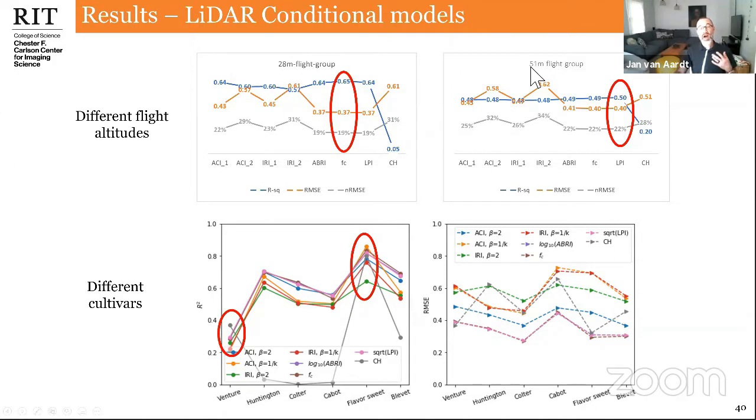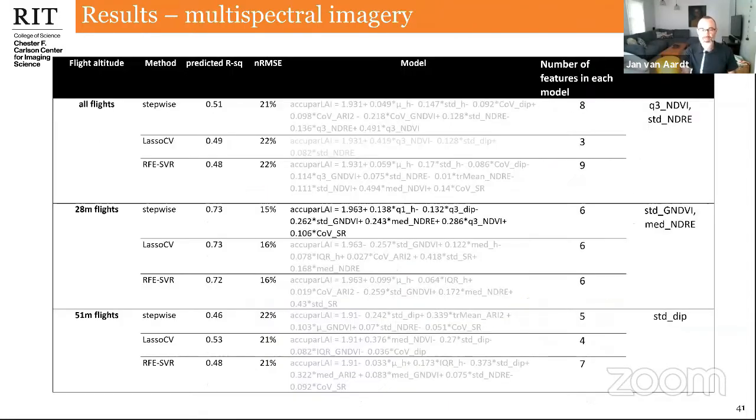So when we fly higher, yes, we can fly faster and cover more ground, but we do see a slight deterioration in our modeling ability for different altitudes. In terms of the cultivars, there's a specific cultivar, Flavor Sweet, that has a distinctly higher R-squared than the other cultivars. And we attributed this mainly to the very uniform, dense structure of this cultivar. So it was easier to assess structure for that cultivar, which is another interesting thing to realize when you want to extend your algorithms to industry.